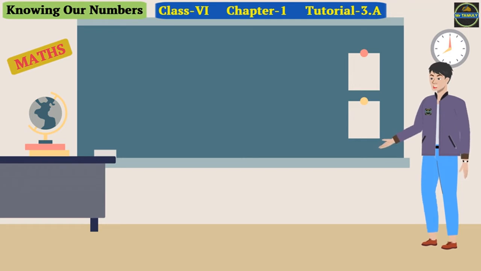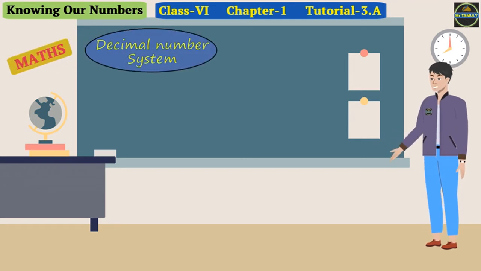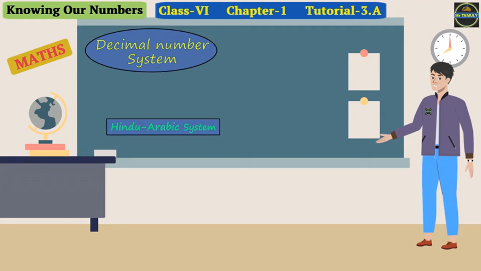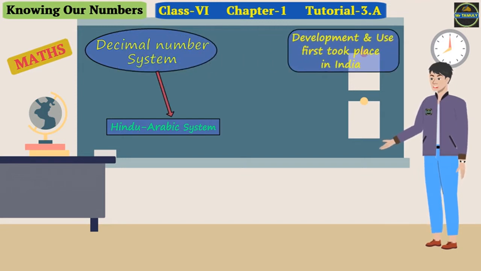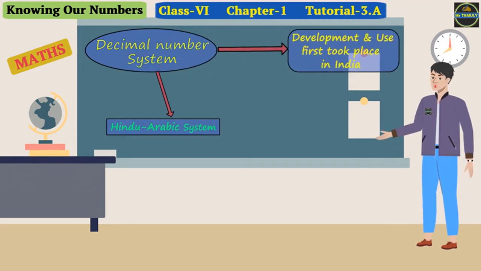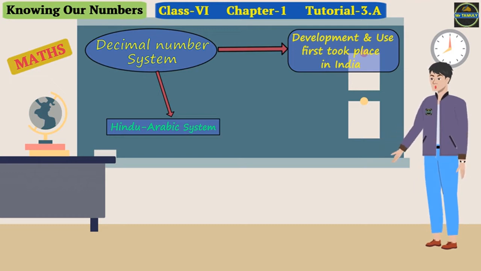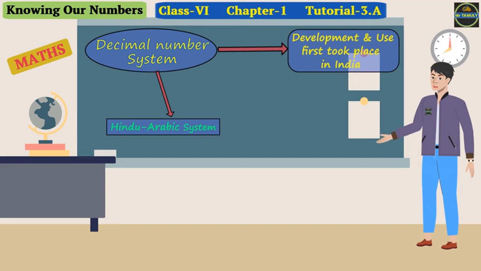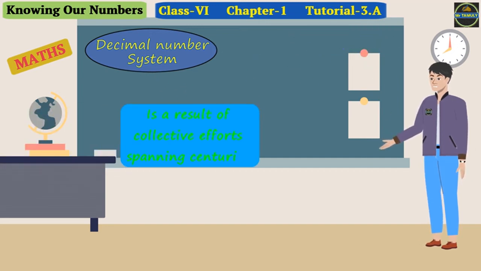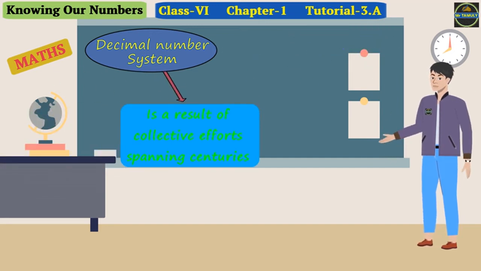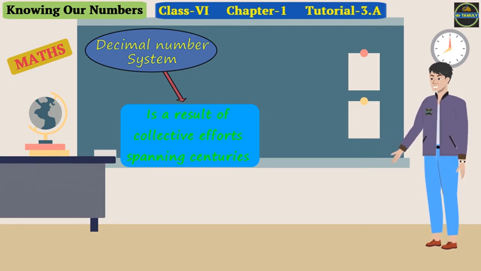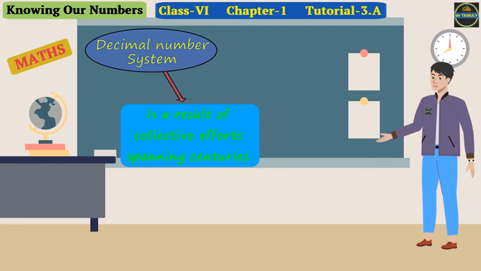I have told you in one of the earlier tutorials that the decimal number system is also called the Hindu-Arabic system, because development and use of this system first took place in India. I also told you that it took our ancestors quite a few centuries to perfect the decimal number system, and it was a collective human effort. Therefore, it is quite obvious that a single person, or a certain group of people can't be named or credited as the creators of the decimal number system.